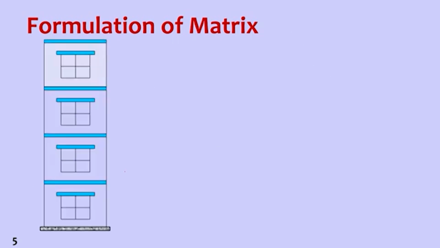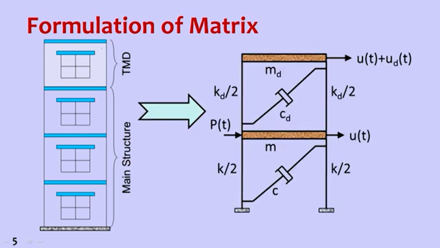In this formulation, you can see this is a primary structure on which a secondary structure is constructed. For explanation of the concept, I have kept one additional floor, but it is not needed. It can be a very small component having some percentage of the weight of the building. That weight can be 5% to 10% of the weight of the building. This is called the main structure, and this is the tuned mass damper. As you can see, the tuned mass damper acts like this. So this is a conceptual explanation.